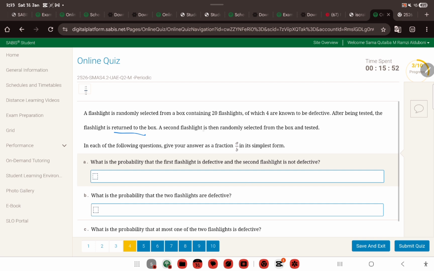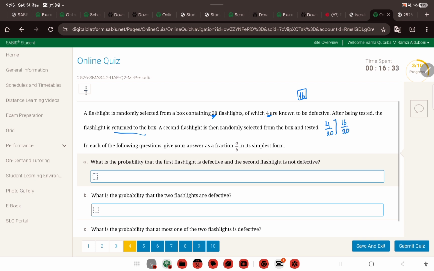So a second flashlight is then randomly selected from the box and tested. What is the probability that the first flashlight is defective and the second flashlight is not defective? So there are 4 defective and the total is 20. So we do 4 over 20. This is simply the probability of picking a defective flashlight. There are 16 not defective flashlights. So the probability of taking out a normal flashlight is 16 over 20.